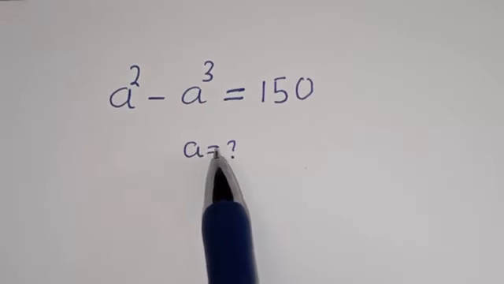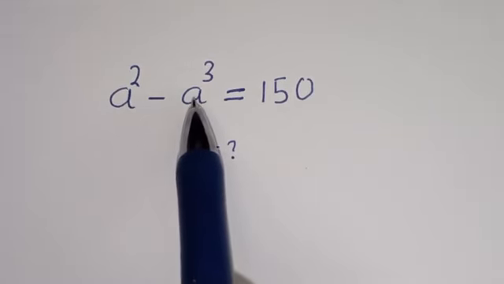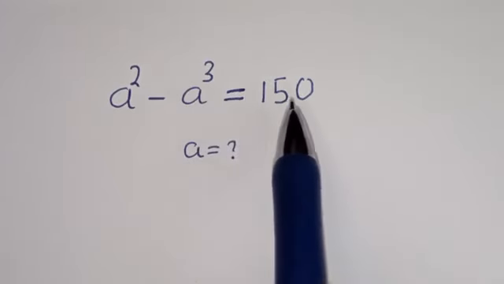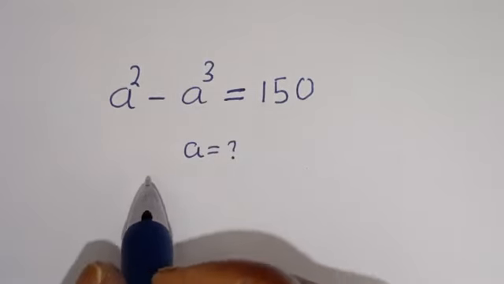Hello, how to solve for a in this equation? A squared minus a to the power of 3 is equal to 150. Solution.